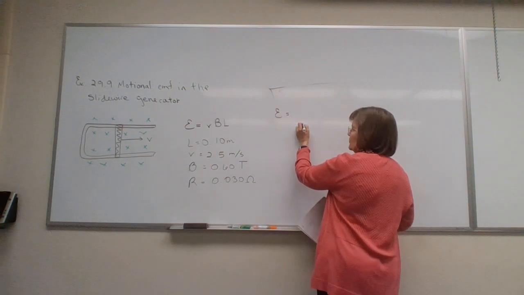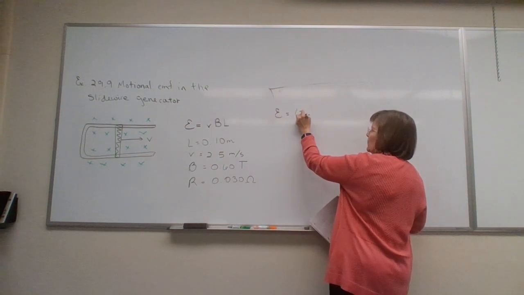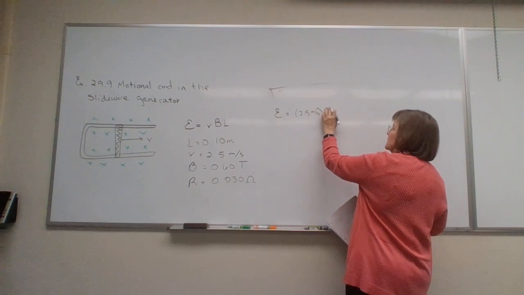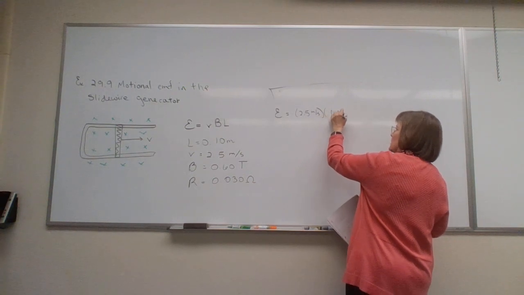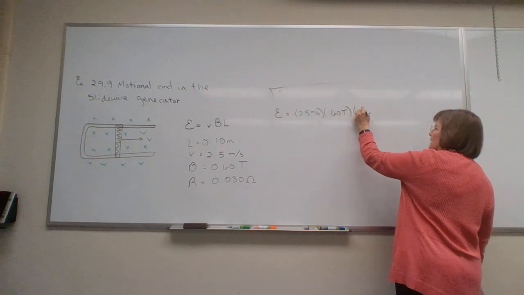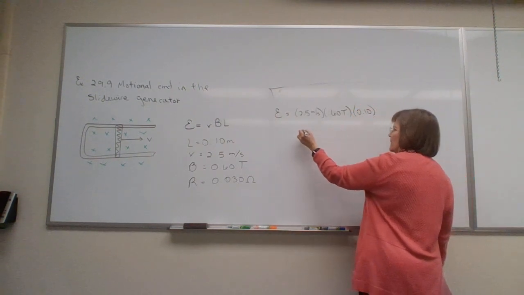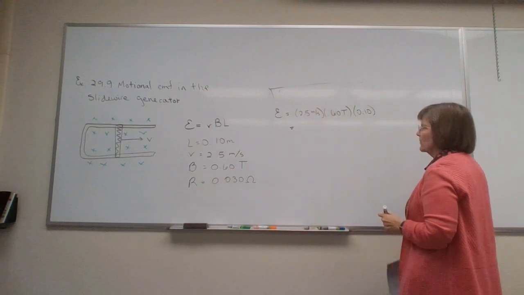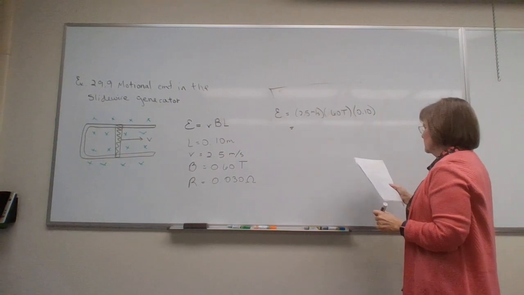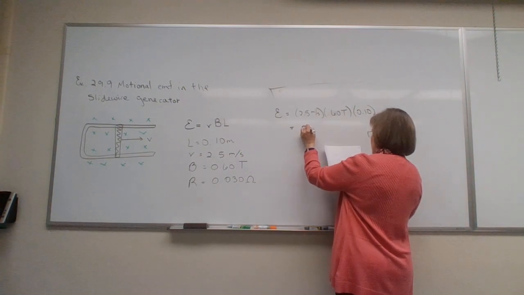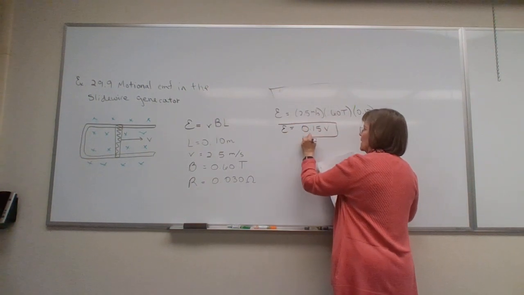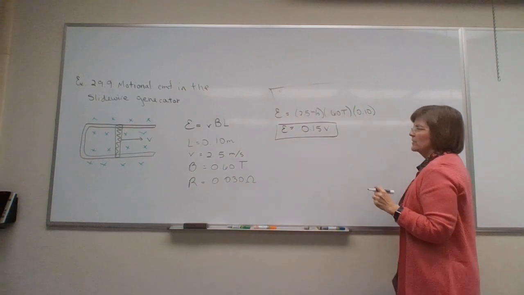So E is just VBL. So we have 2.5 meters per second, 0.60 Tesla, and the length is 0.10. If we went back and reviewed what Tesla was and actually put all this in, it would come out with units of voltage. That is 0.15 volts. That's our induced EMF.